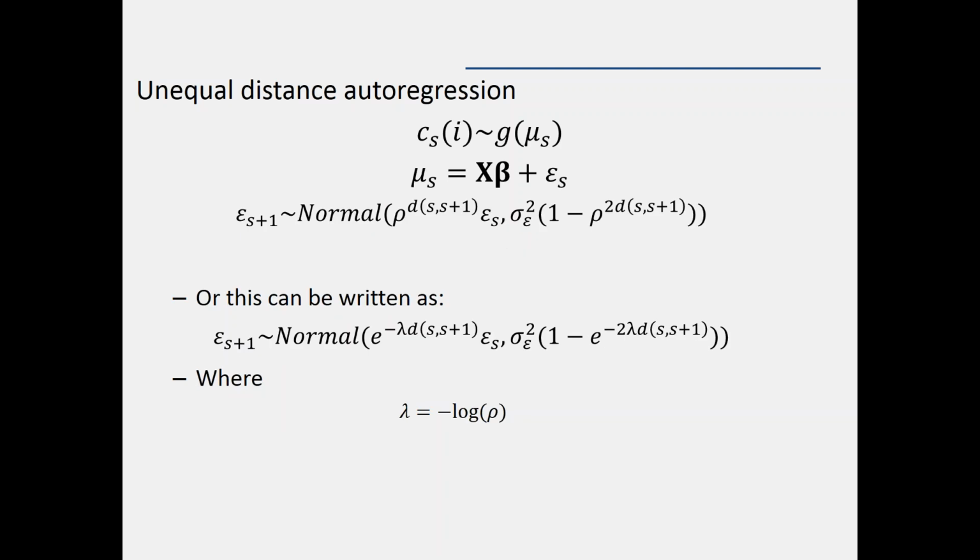And just to look at it a second more, we can do a change of variables where we define a new parameter lambda, the decorrelation rate. If we say lambda equals the negative log of rho and plug it in, the first line is the equation we were just looking at.